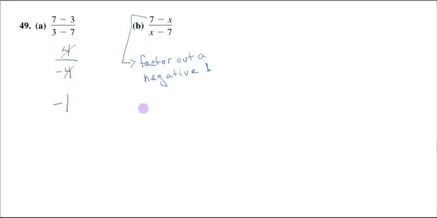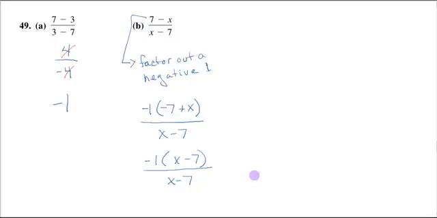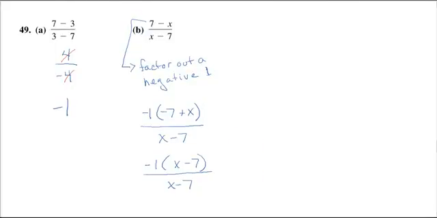If I factor out a negative 1 on the numerator, I get a negative 1 times negative 7 plus x, and the denominator is still x minus 7. Now, can't I rearrange these numbers as long as I keep the sign in front of the number? Of course I can. So this is negative 1 times x minus 7. That's all over x minus 7. And we can cancel those x minus 7's.